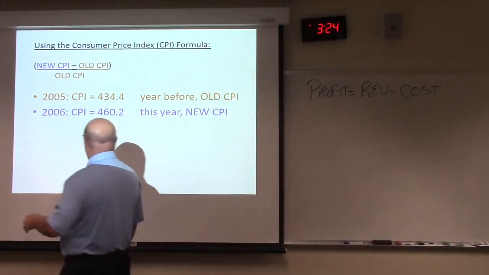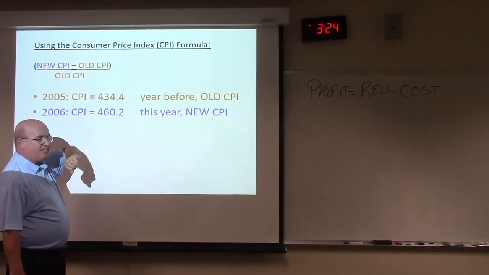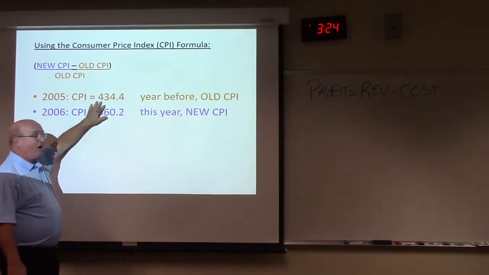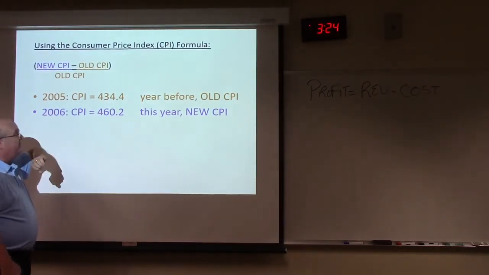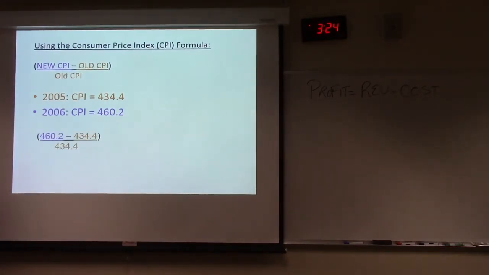So here's what happens. In 2006, our market basket added up to $460.20. We want to compare it to last year, and that market basket added up to $434.40. That's the old CPI, that's the new CPI. We put the numbers together. Here's new, here's old, divided by old.